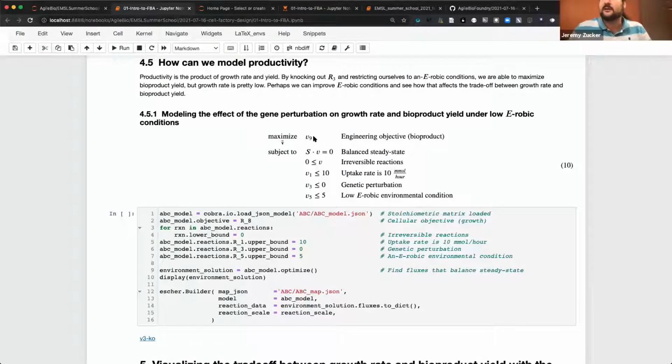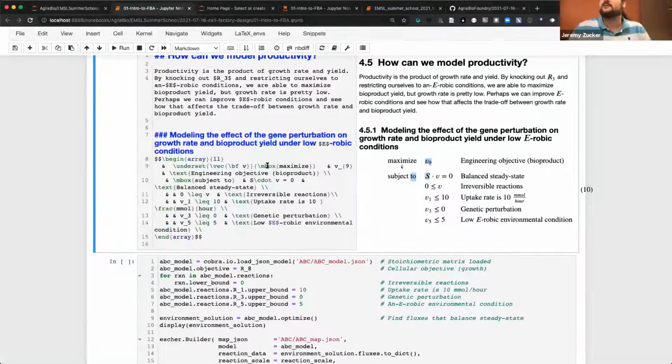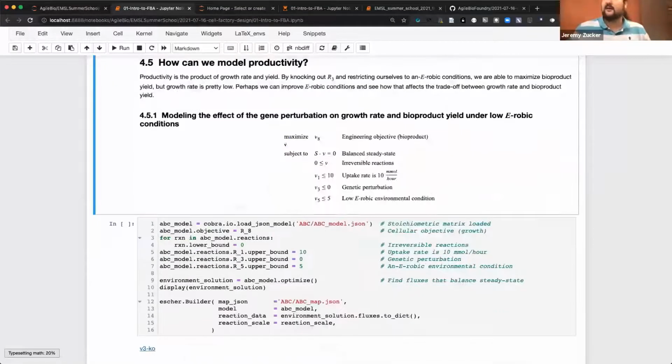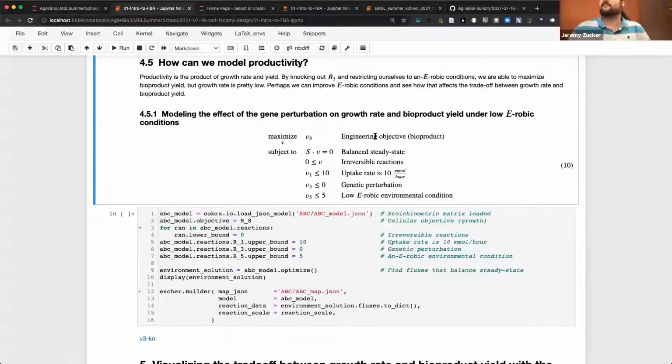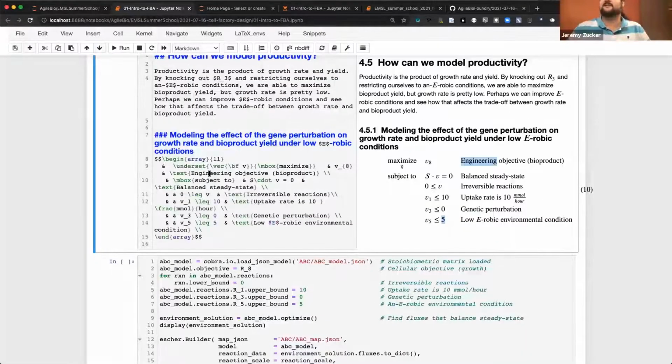Nope, actually, that's not right. That should be maximize R8. And that should be the cellular objective.